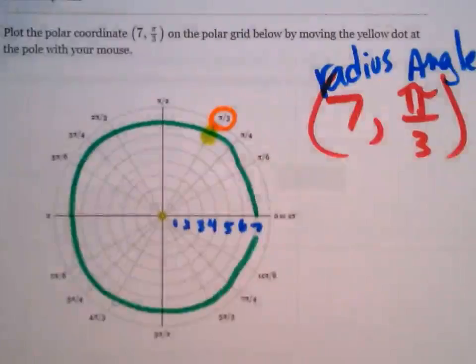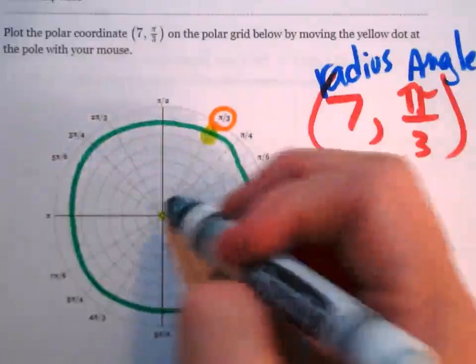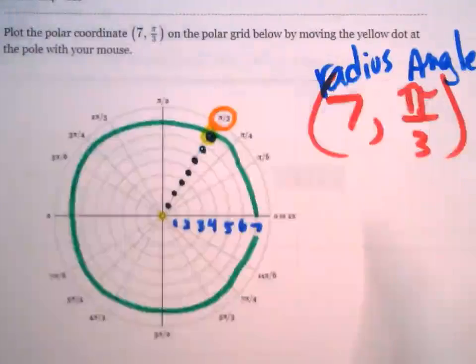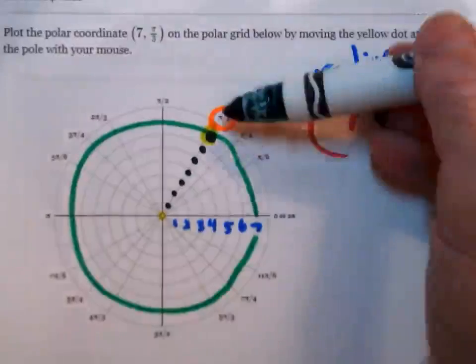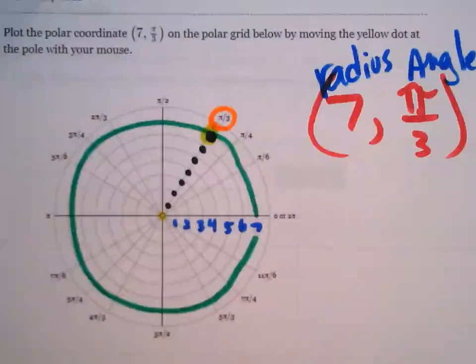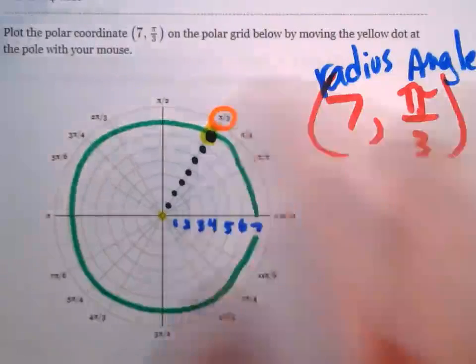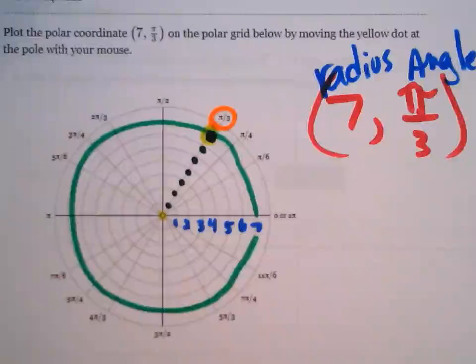And you can count, I'll do it with the black marker, 1, 2, 3, 4, 5, 6, 7, and it's at pi over 3. So that's how you graph a polar coordinate that is 7 and pi over 3. So that yellow dot that's right there is where you would unclick your cursor, leave the yellow dot there on Delta Math, click submit, and it gives you your answer. Or that's how you submit your answer. Okay, so that's the first type of problem.